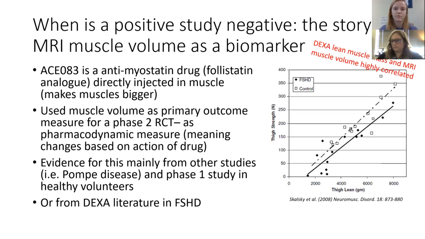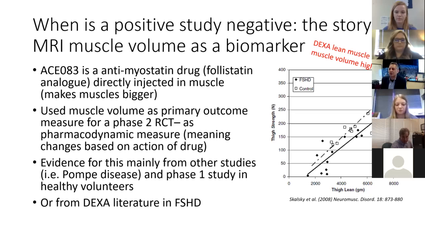The company had decided to use muscle volume as their primary outcome measure for their phase 2 study. And the reason why is, well, if you're thinking that your drug is going to make muscles grow, then seeing the muscles change in volume would make sense. They didn't have a lot of evidence for the use of MRI volume in FSHD because there really just hadn't been a lot of studies, but they did have some data from studies of drugs in other diseases like Pompe disease. And they had done an early phase study in people who were healthy.